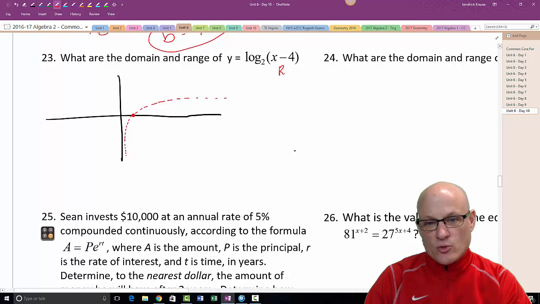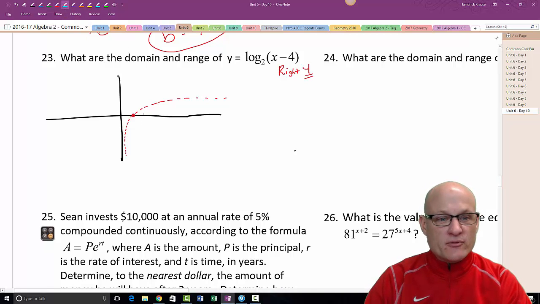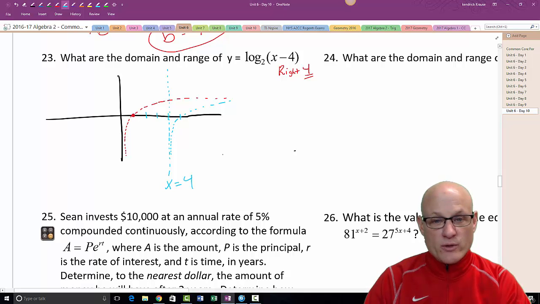But this one moved right 4 units. So it's not there. It moved to the 4. 1, 2, 3, 4. It moved right 4 units. So now it goes to the point 5, 0, and what's my asymptote here? My asymptote here is x equals 1, 2, 3, 4. Oh, isn't that weird? This is my asymptote.